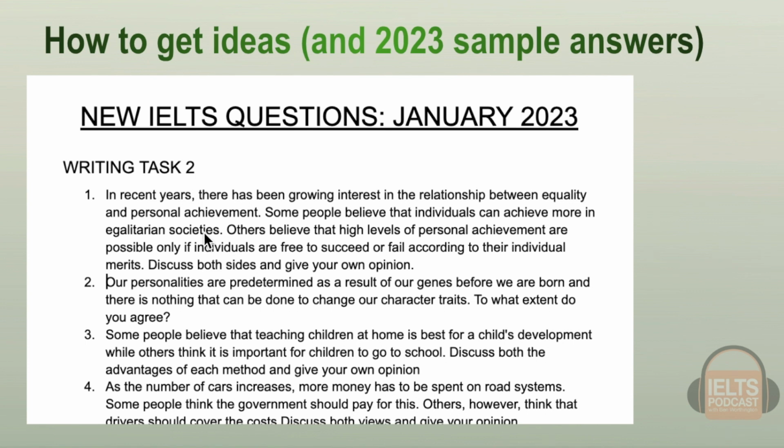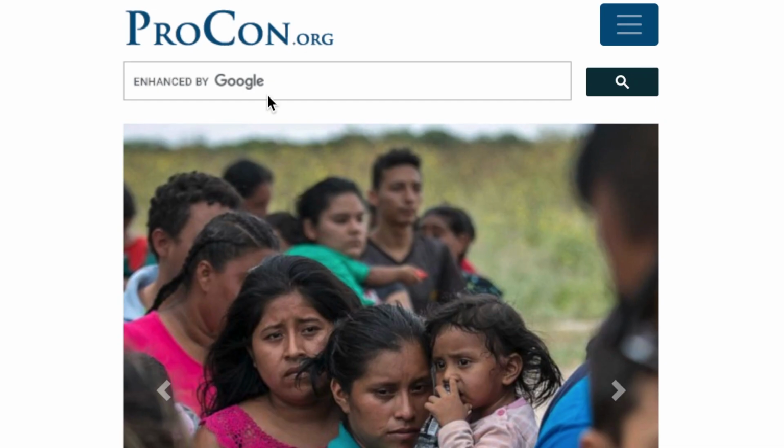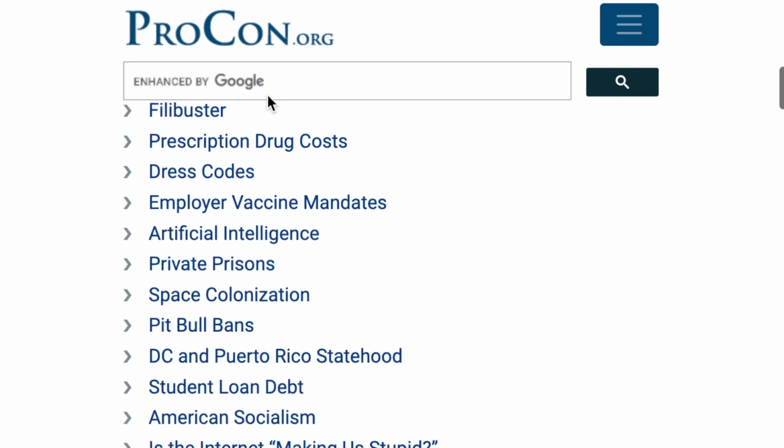Now, I did not forget the whole tutorial is how to get ideas. So how did I form that? First of all, I would have researched what egalitarian societies mean, because usually it could be a vocabulary problem. So I would research that. That would give me more idea. I would dive into the topic and I'd start reading around the subject. A fast way to do this is to go to procon.org. So procon.org, okay, is a great shortcut.